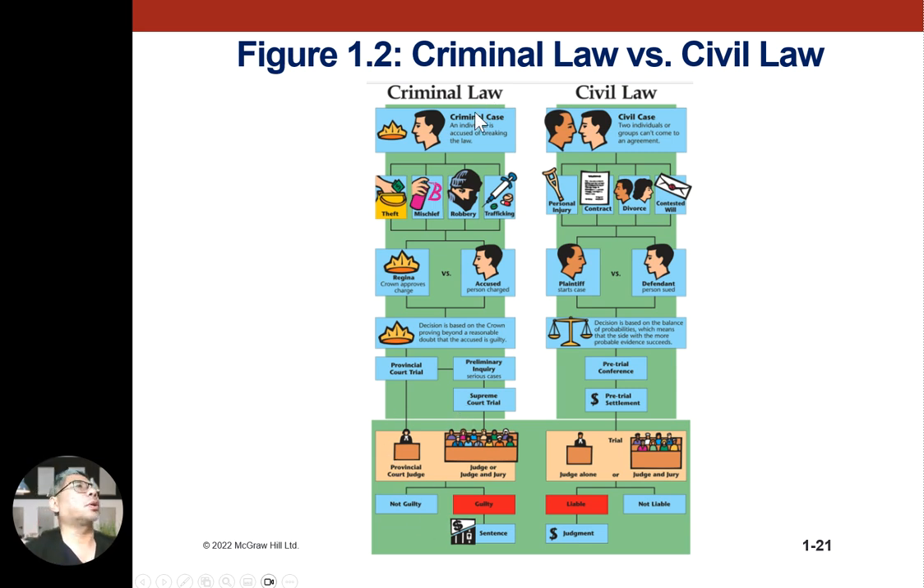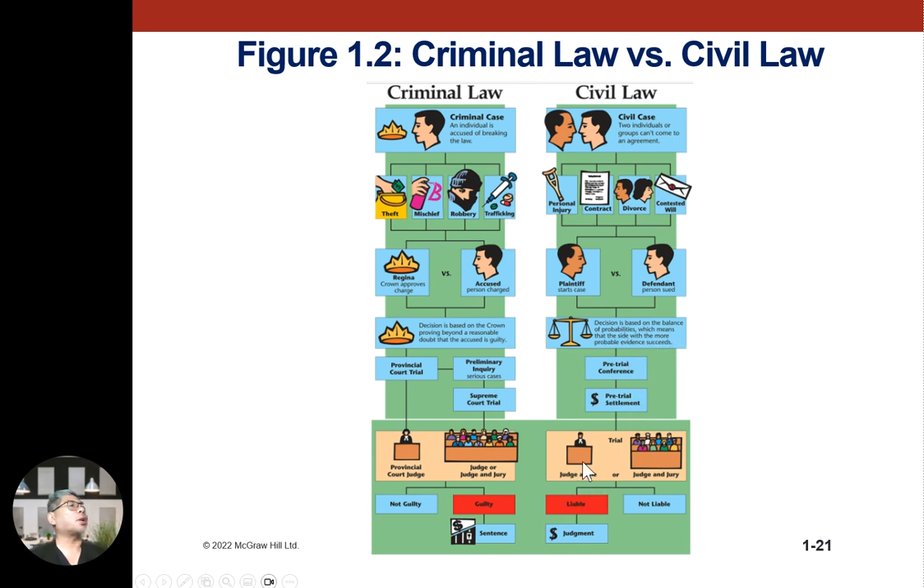Okay, and civil law is between two parties, and it covers personal injury, contract, divorce, or contested will. There are two parties going against each other. The one that sued the case is called the plaintiff. The person that is being sued is called the defendant, and the decision will be made on the balance of the probabilities, which is preceded by a pre-trial and a pre-trial settlement.